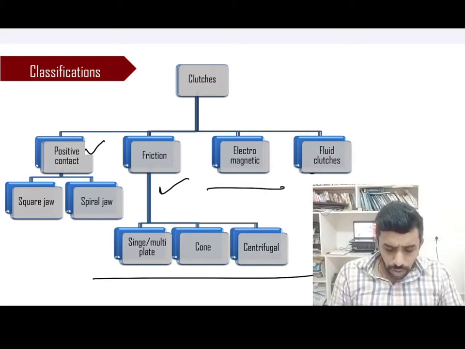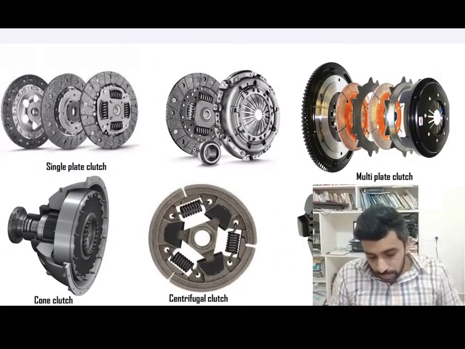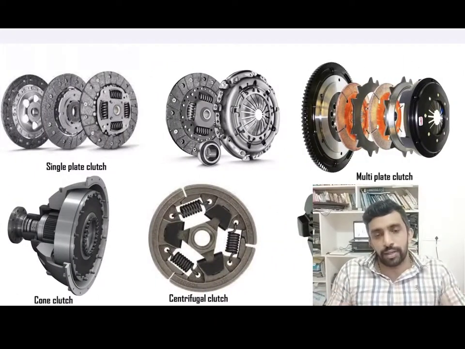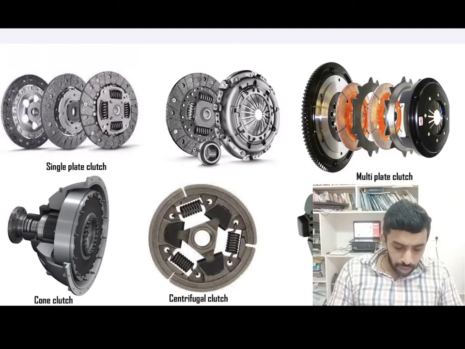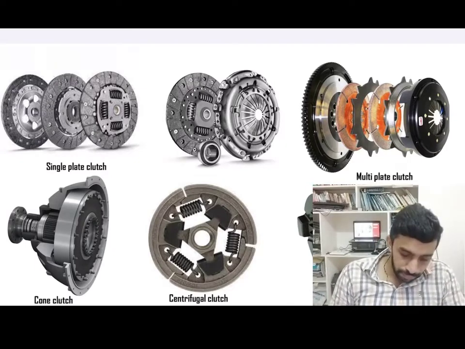Right? So moving forward, you can see different types of clutches. These are real clutch images. They are not pictorial representations, they are the real images. Here you can see a single plate clutch.